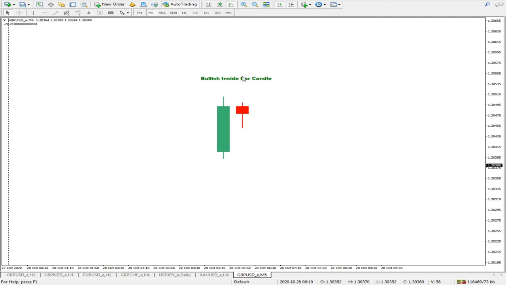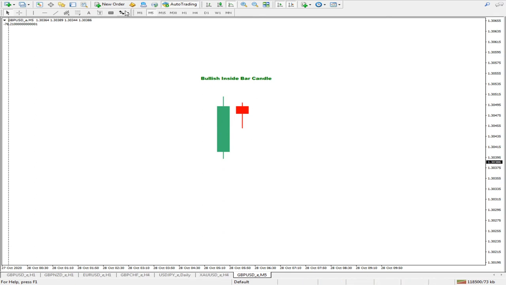So whenever you see a pattern which looks like this, the previous candle is bigger compared to the current one, and the high of this candle is lower than the high of the previous one. The low of this candle is higher than the low of the previous one, and the body size of this candle, which is the most important thing, is actually inside the body size of the previous one. Then this candle is known as the bullish inside bar candle.